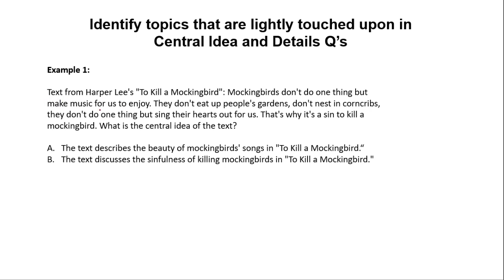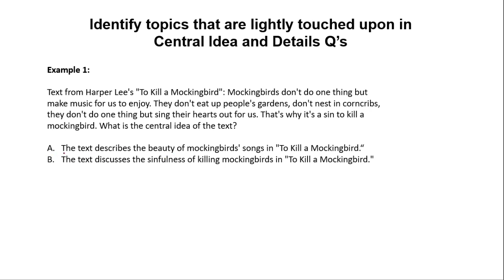So in this example, the question is, what is the central idea of the text? Now, let's read this text. Mockingbirds do not do one thing but make music for us to enjoy. They don't eat up people's gardens, don't nest in corn cribs. They don't do one thing but sing their hearts out for us. That's why it's a sin to kill a mockingbird.